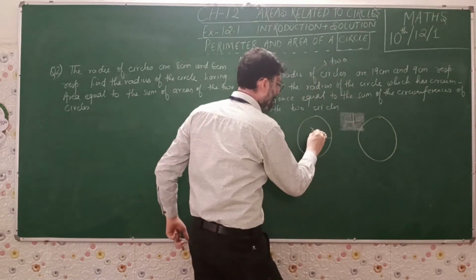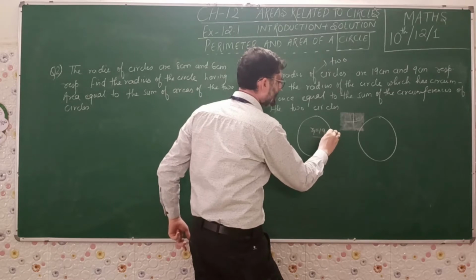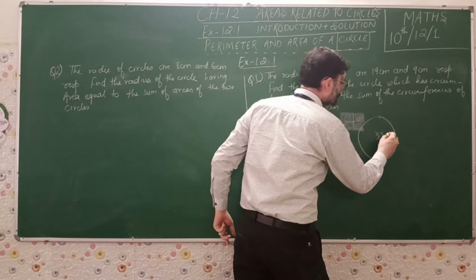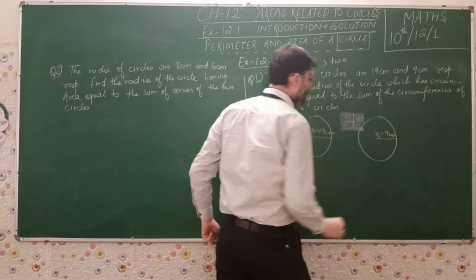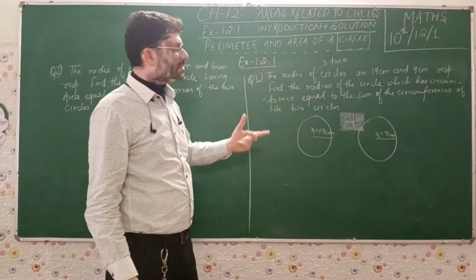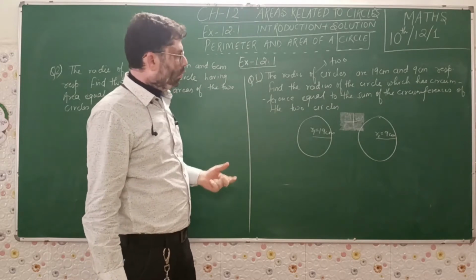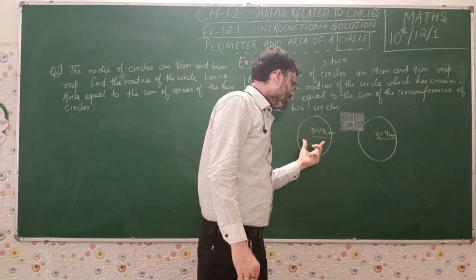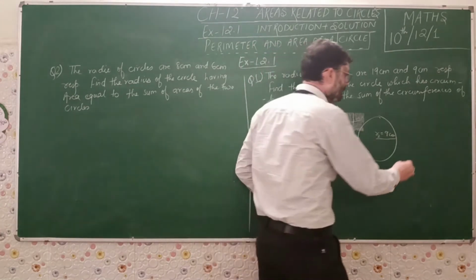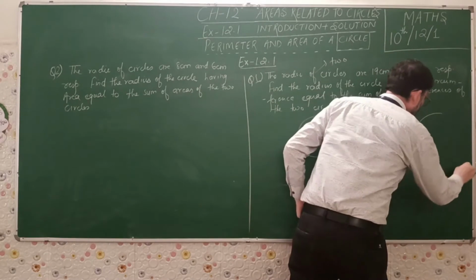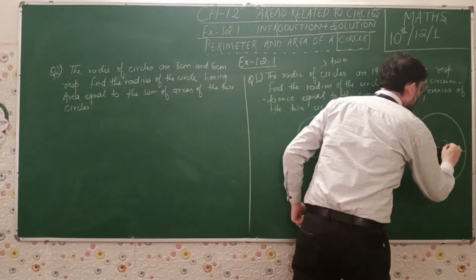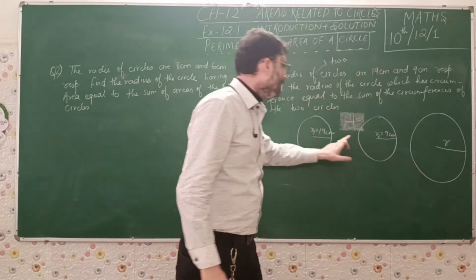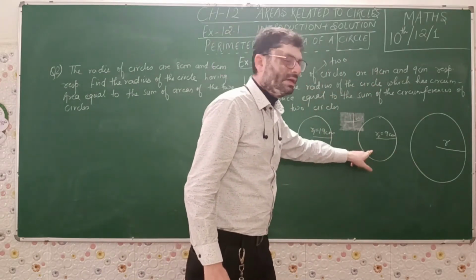One circle has radius R1 equal to 19 centimeter, and the second circle has radius R2 equal to 9 centimeter. We need to find the radius of such a circle whose circumference is equal to the sum of the circumferences of this and this circle. That means we need to find the radius of a third circle, and the circumference of this circle will be the sum of the circumferences of these two circles.